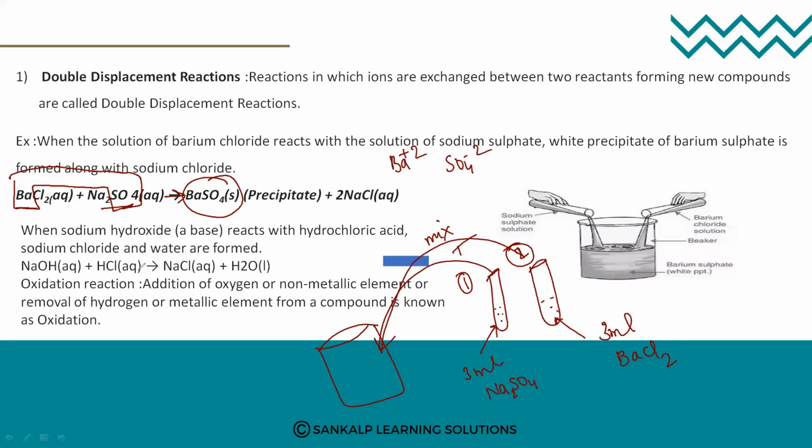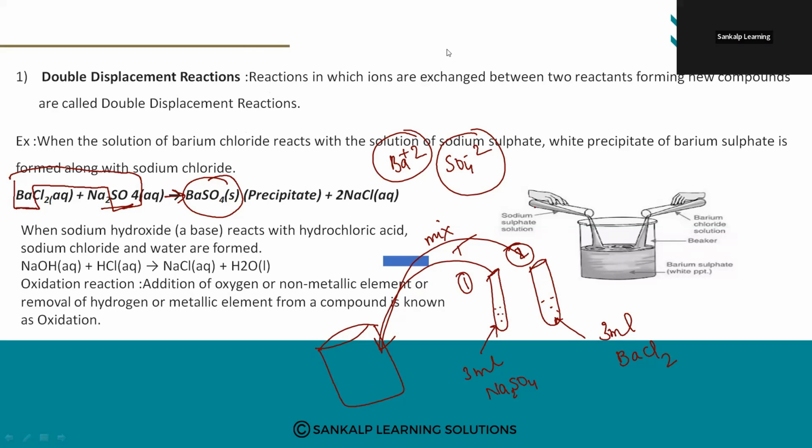So the left hand side of the arrow mark is called the reactants. The reactions in which the ions are exchanged between these two reactants, forming new compounds, are called double displacement reactions. Why double displacement? Because between the two compounds, between the two reactants, there is an exchange of the ions taking place.